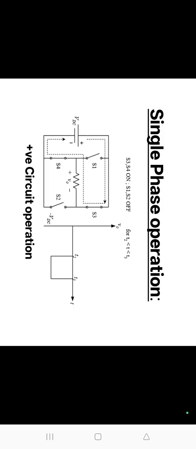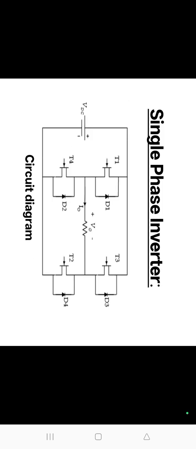Next one is the single phase full bridge inverter. The single phase full bridge inverter is basically a voltage source inverter. Unlike the single phase half bridge inverter, this inverter does not require a 3-wire DC supply. Rather, a 2-wire DC supply will be sufficient. The output frequency can be controlled by controlling the turn on and turn off time of the thyristor or IGBT. Here is the circuit diagram of the single phase full bridge inverter.